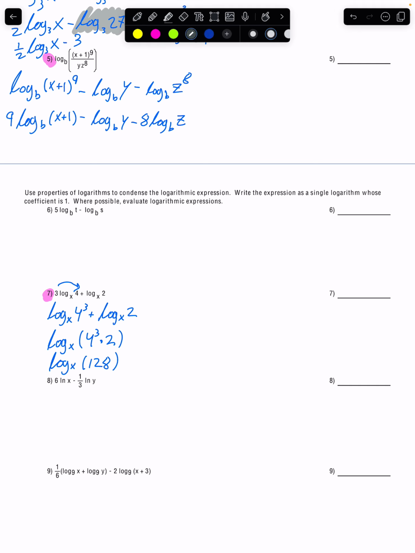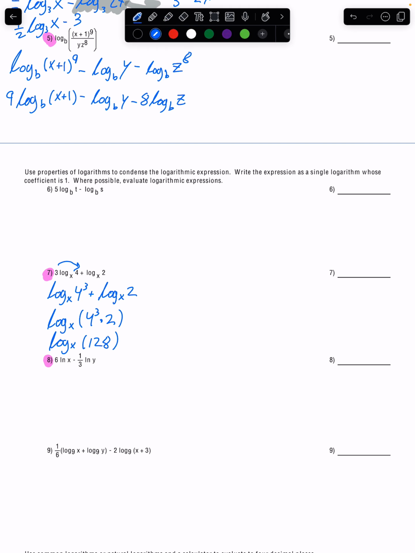And then let's also look at number 8. We'll do a similar thing. We'll bring both of these into the exponents. We'll get the natural log of x to the 6 minus the natural log of y to the 1/3. And natural log is just another type of logarithm. Then since they're being subtracted, we'll just change them into a fraction: x to the 6 over y to the 1/3. And that would be that.